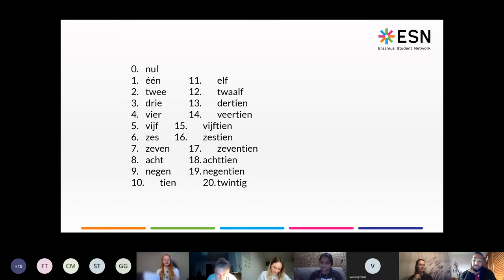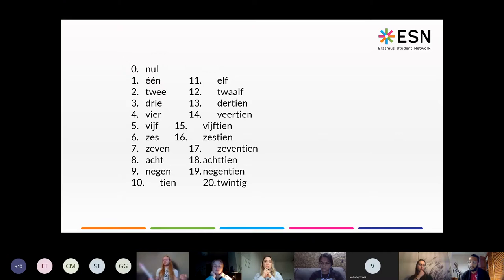As you can see, the numbers from 10 onwards follow a pretty normal pattern, just like in English. Just a number with 10 at the end, except for 11, 12, 13, and 14. They're a bit weird, but 11 and 12 are very similar, and 13 and 14 are also very similar. So I don't think this will provide you with any trouble. The numbers 1 to 10 are just the numbers.